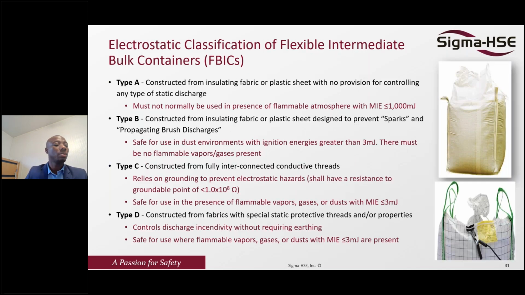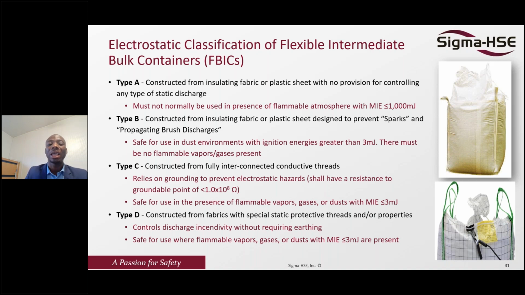The last aspect is handling flexible intermediate bulk containers, and this is something common. I see it almost everywhere, in the pharmaceutical, in the food industry, almost every industry that handles combustible powder. I see these super sacks there. And there are 4 main types of super sacks. We have type A, type B, type C, and type D. What are the differences between them?